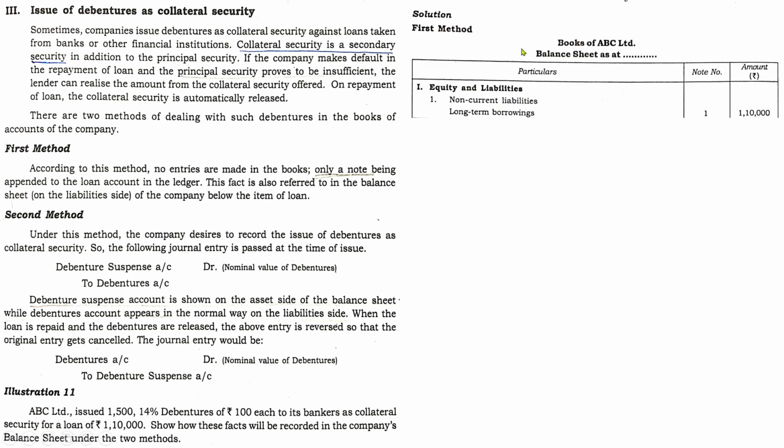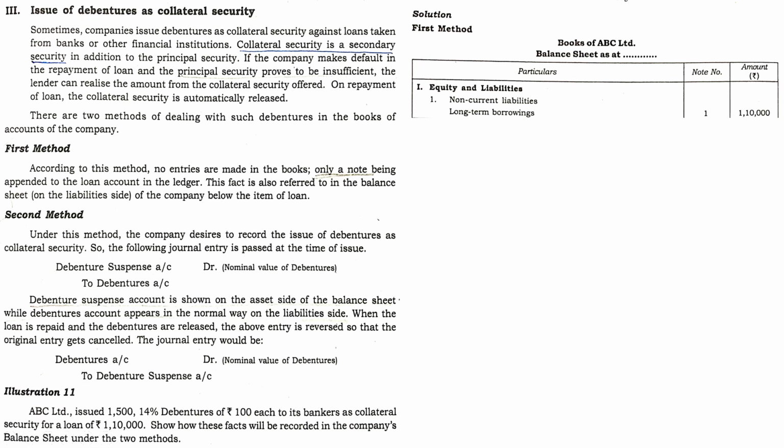First one, as per the first method, write down the balance sheet in the books of ABC Limited. The date is not given, so let it be like that. Particulars, note number, amount. I hope you all know the meaning of note number. First, equities and liabilities. Under that, non-current liabilities. Under that, long-term borrowings. This is how you have to show the issue of debentures.